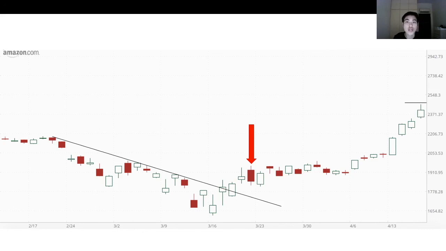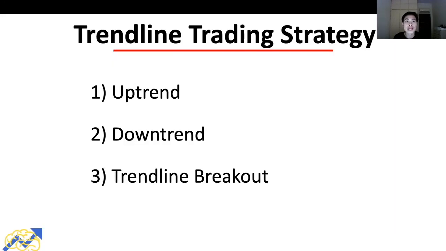That is the third trendline trading strategy, and the strategy is to trade the trendline breakout. To recap, these are the trendline trading strategies. The first trendline trading strategy is for an uptrend, and we look to enter our positions when prices are close to or at the lower trend line in an uptrend. The second trendline trading strategy is for a downtrend.